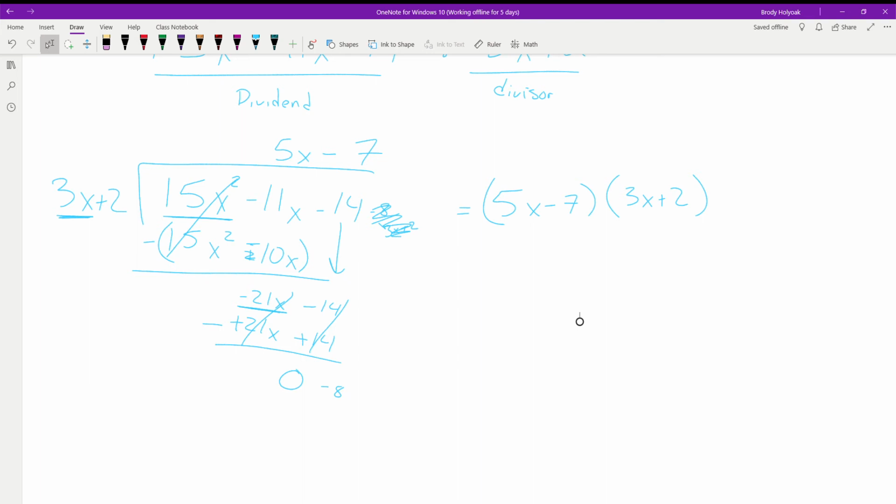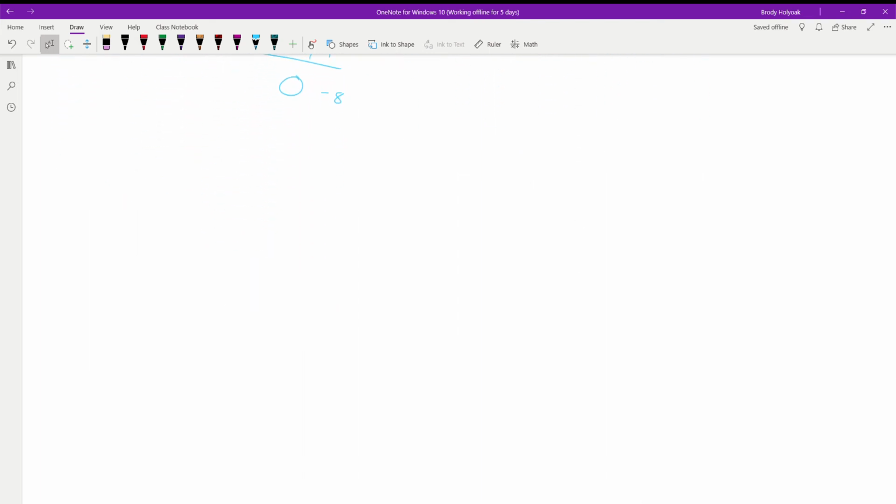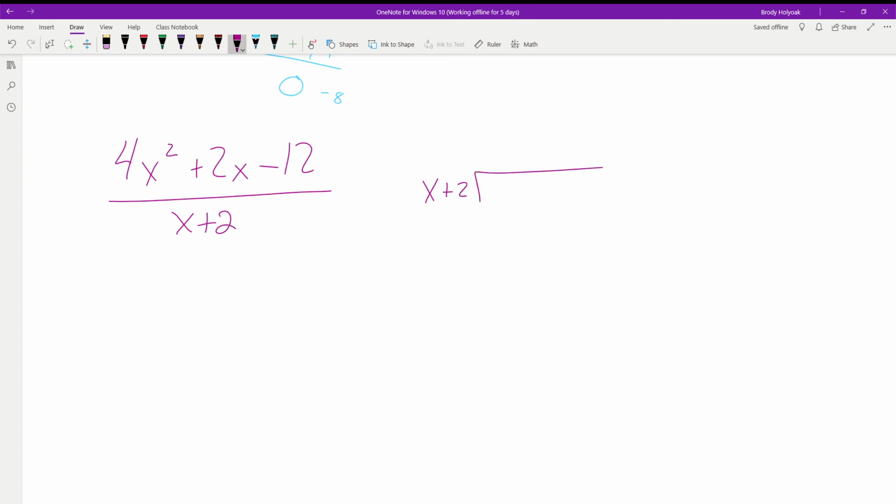Let's do another one. So we have 4x squared plus 2x minus 12 divided by x plus 2. So first thing we need to do, write this in our long division format.